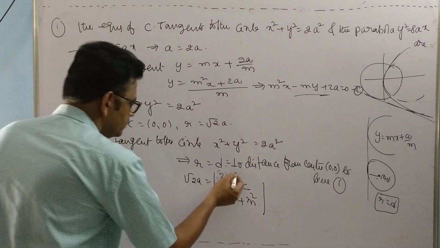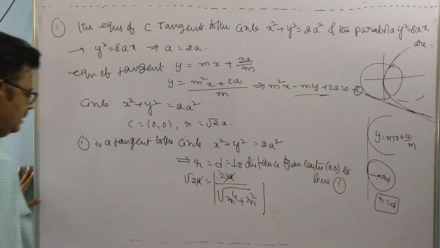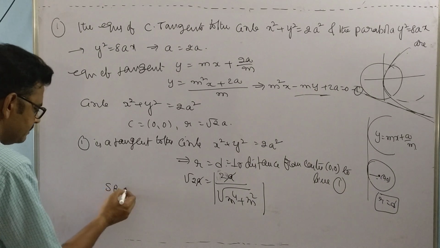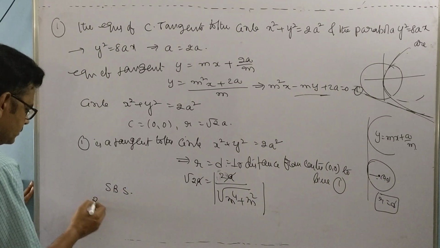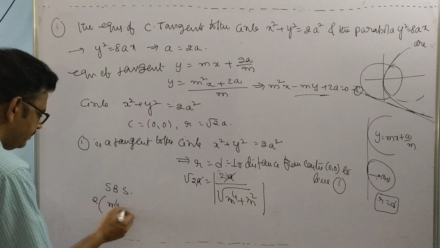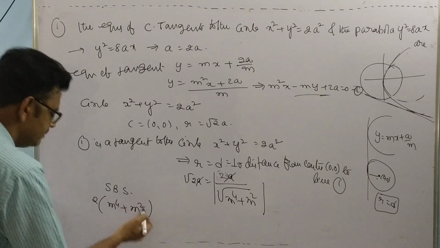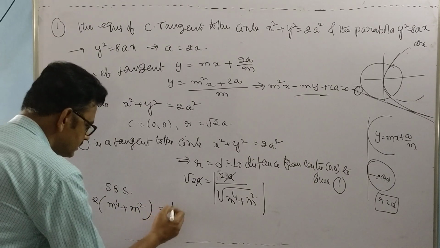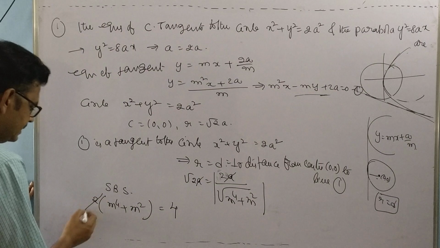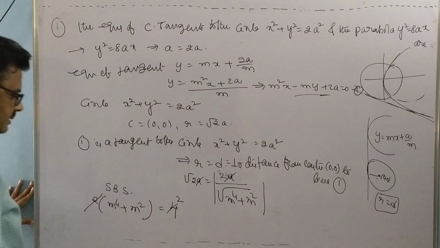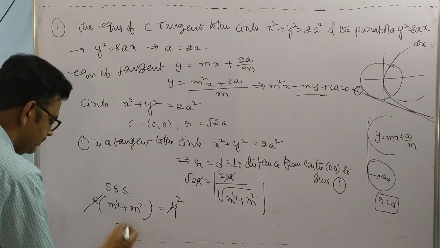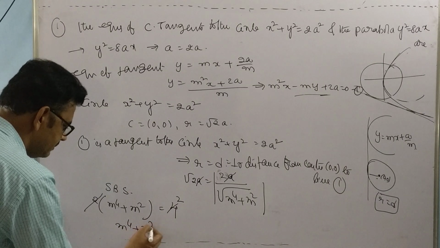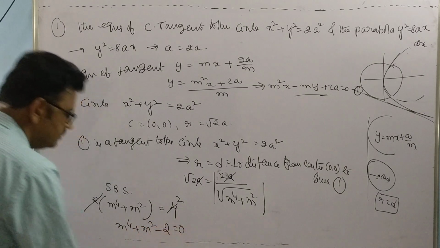There 2 gets cancelled, and squaring on both sides and cross multiplication. So this is 2 into m power 4 plus m square is equal to 4. There again 2 terms get cancelled. That is m power 4 plus m square minus 2 equal to 0.